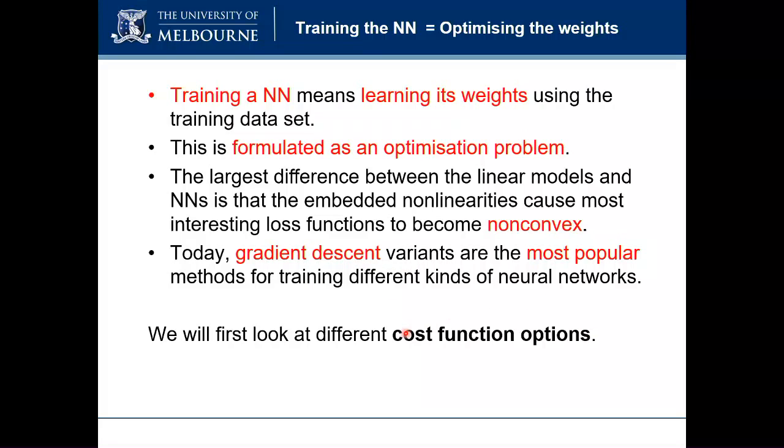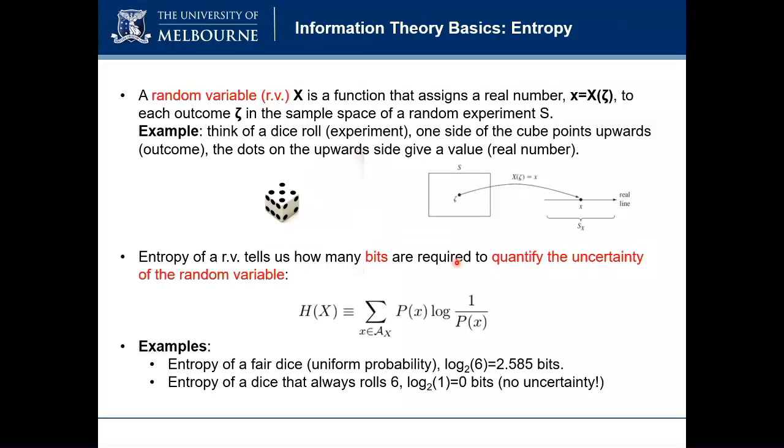Before going to gradient descent, which we already know though, we should look at the cost functions first. You need to talk about the cost functions. What am I optimizing? I need to know my cost function. That is the question first. And in order to discuss the cost functions, I need to give you some basics of information theory.